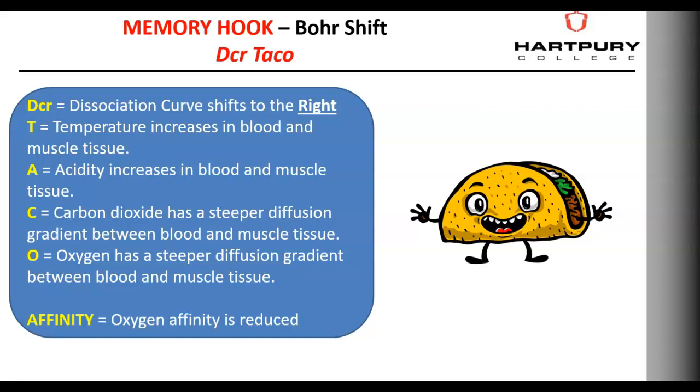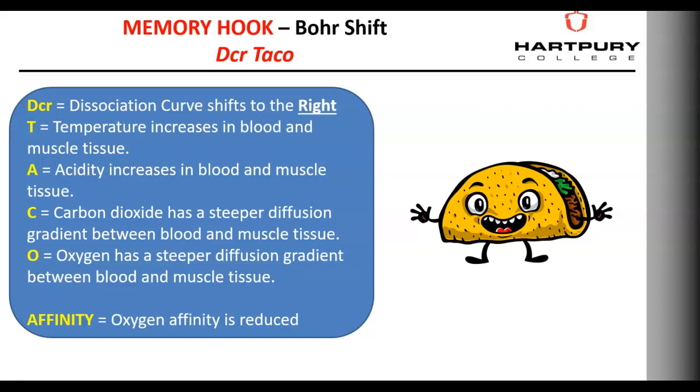So the reasons why it shifts to the right are also encompassed within this memory hook as well. So we now have the T, that represents temperature increases in blood and muscle tissue. That is one cause of that shift to the right. Our second cause would be acidity, increases in blood and muscle tissue. So that's the A within Dr. Taco. That signifies a cause of why the curve shifts to the right.